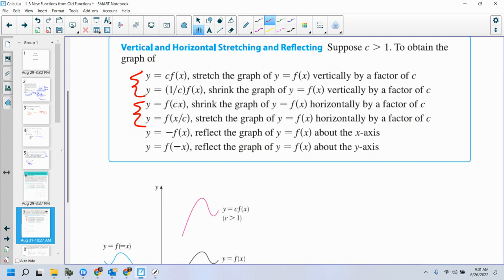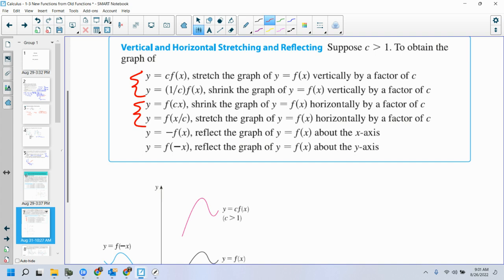And then here are the rules about reflecting over the y-axis and reflecting over the x-axis. It's always the opposite one that you change. For example, if I say reflect across the x-axis, you're going to change the y value. If I say reflect across the y-axis, you're going to change the x value. So reflecting across the x-axis is going to be negative f of x, negative of the whole function. If I say I'm going to reflect across the y-axis, well, then I'm going to take f of negative x.